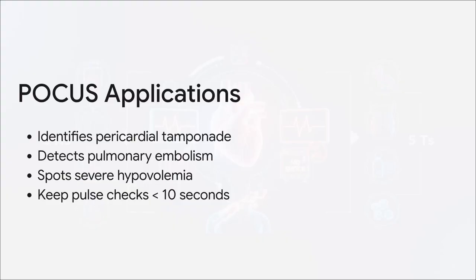Think of POCUS as your clinical X-ray vision. With just one quick subcostal view, you can immediately spot a pericardial effusion causing tamponade, or a massively dilated right ventricle that points right to a pulmonary embolism, or even an underfilled collapsing heart that screams severe hypovolemia. But there is a hard, strict rule here. Using the ultrasound can never interfere with your CPR. Your pulse and rhythm checks, even with that probe resting right on the patient's chest, must be kept to strictly under 10 seconds. Literally, count it out loud.